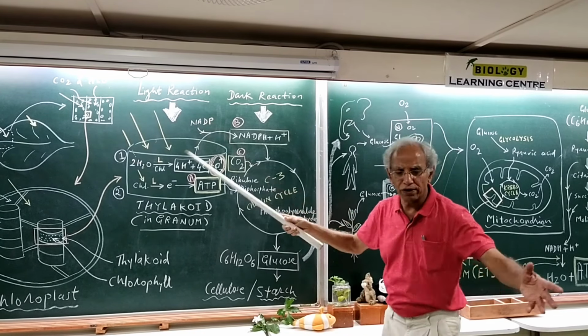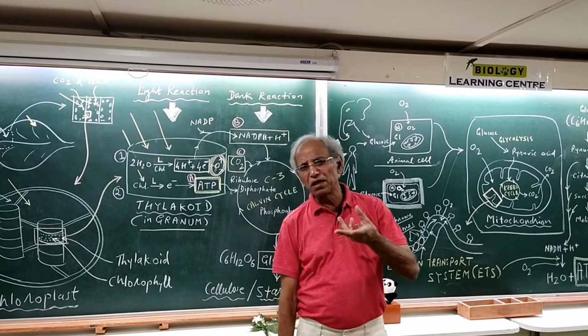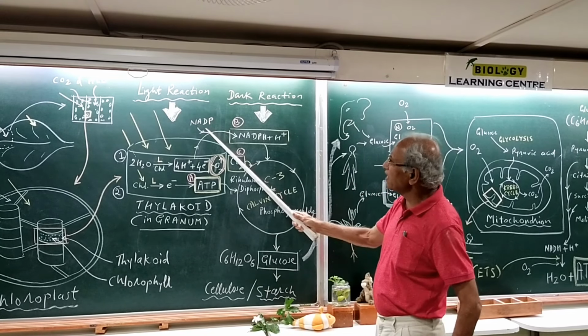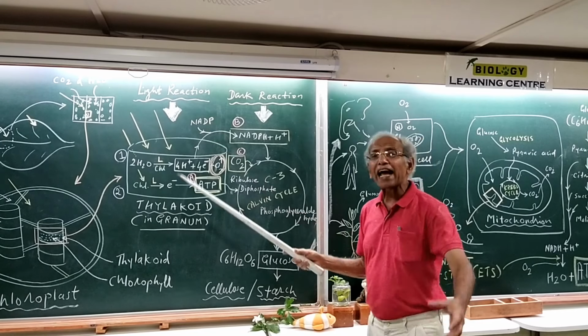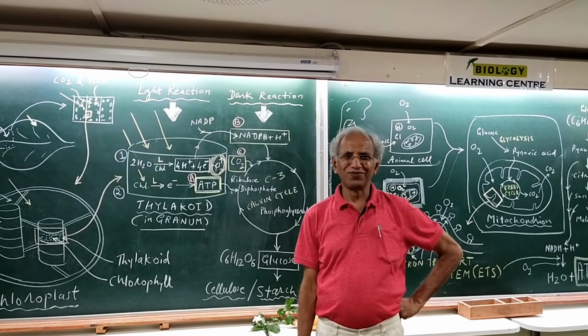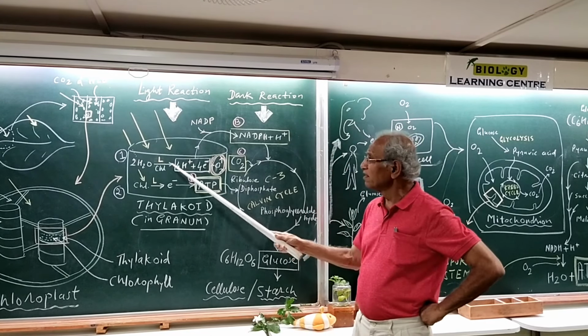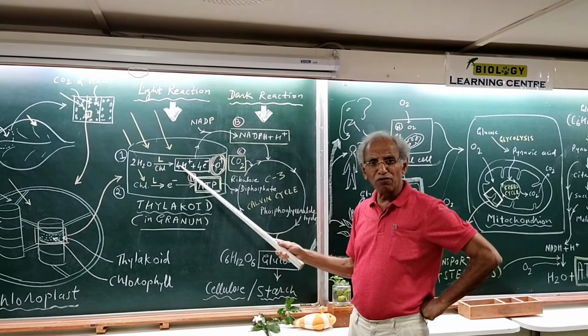Well, it's a kind of a coenzyme. You know, there are enzymes, and similarly there are coenzymes. And this NADP is an acceptor of hydrogen. And what is the source of protons? Breakdown of water. So water breaks down into protons and electrons. The protons are accepted by NADP, and NADP becomes NADPH and H.